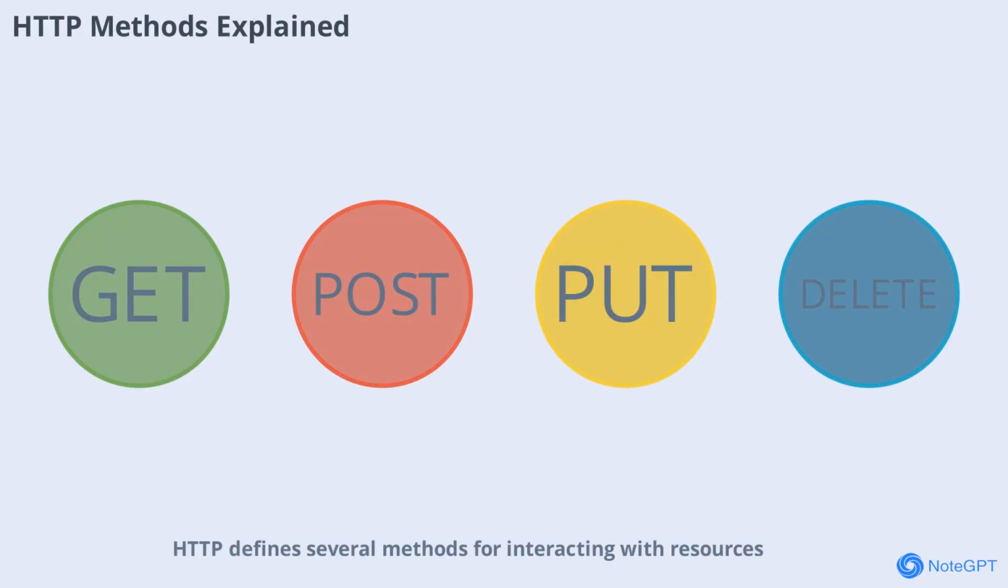HTTP defines several methods for interacting with resources. GET retrieves information, POST sends new data, PUT updates or replaces existing data, and DELETE removes resources. Each method serves a specific purpose and is used according to the desired action on the server. Choosing the correct method ensures proper communication and resource management in web applications.